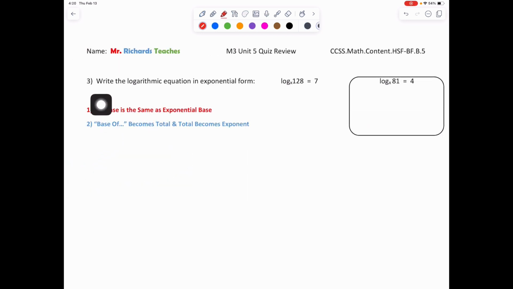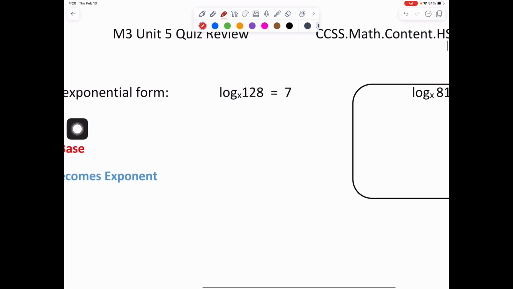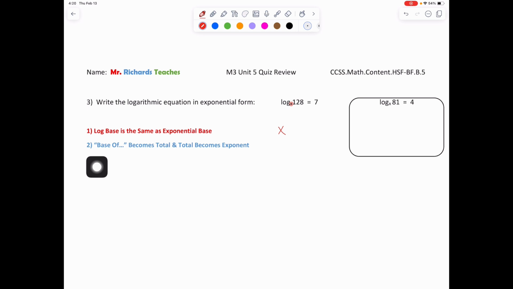Moving forward to number 3, write the logarithmic equation in exponential form. Log base x of 128 equals 7. And yes, step 1 in red. Log base is the same as exponential base. Well, let's read it one more time. Log base x of 128. Well, log base x. Let's go ahead and put it down. And let's look to step 2 in blue.